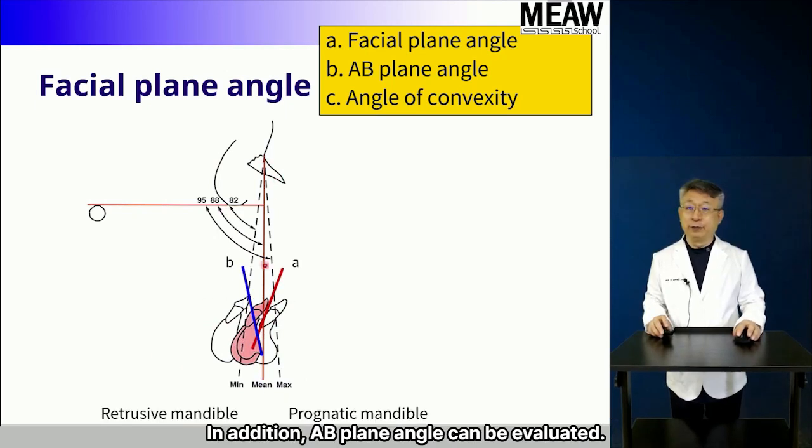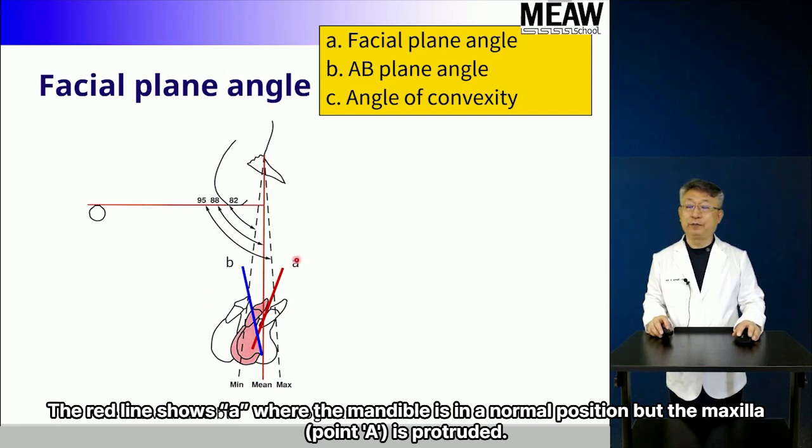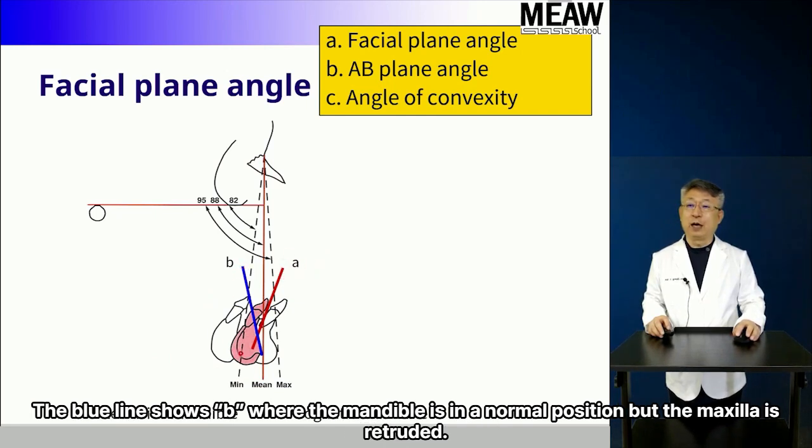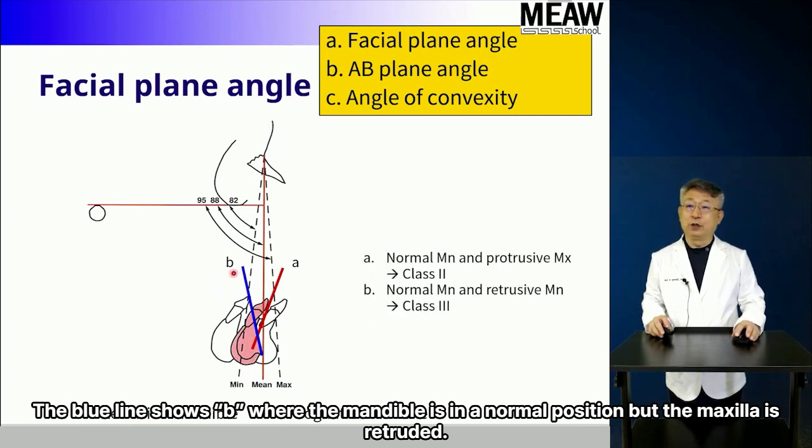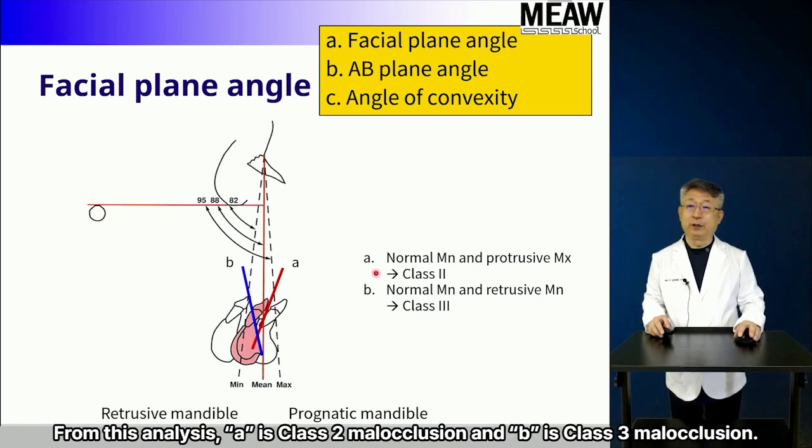In addition, AB plane angle can be evaluated. The red line shows where the mandible is in a normal position, but the maxilla point A is protruded. The blue line shows where the mandible is in a normal position, but the maxilla is retruded. From this analysis, A is Class 2 malocclusion and B is Class 3 malocclusion.